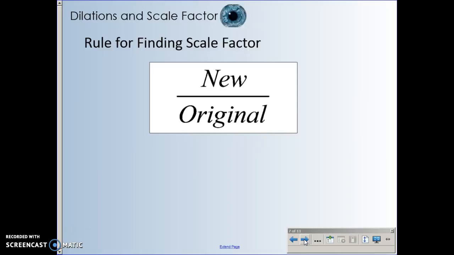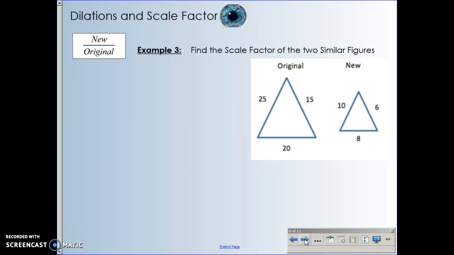Makes sense because to get the graphs that we did previously, we had to multiply. Opposite of multiplying is dividing. So in this example, I'm going to match up my sides. 6 matches with 15, and yes, it has to be 6 over 15, because remember our formula is new over original. 10 matches with 25, and last 8 with 20.